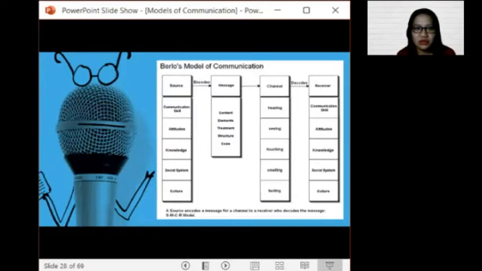As you can see here, the source and also the receiver have the same subcomponents: the communication skills, attitude, knowledge, social system, and culture. For the communication skills, if either the receiver or the sender does not have good communication skills, of course, their message will fail. And if the communication skills of both the sender and also the receiver are good, of course, their message will be communicated better. And the next one is the attitude.